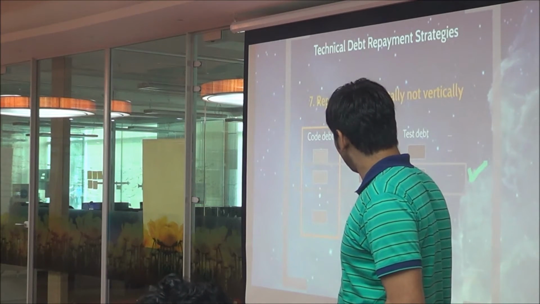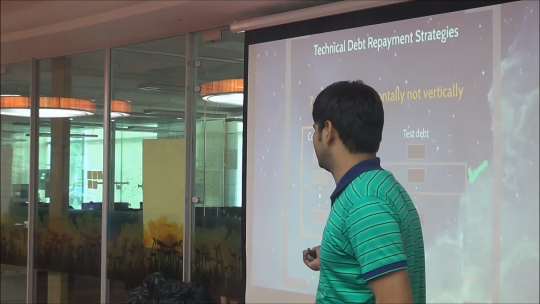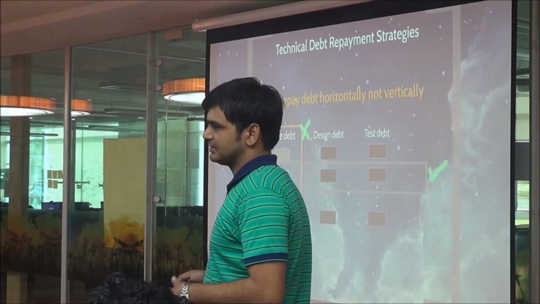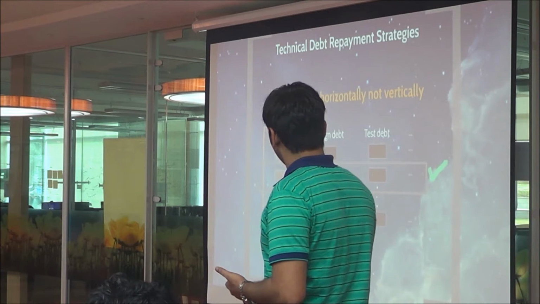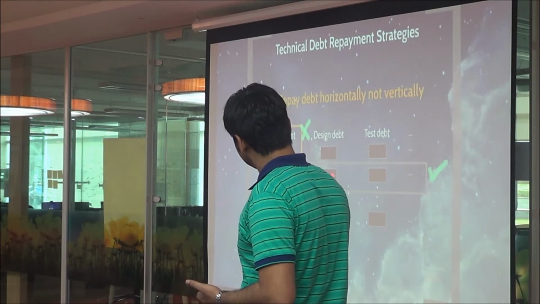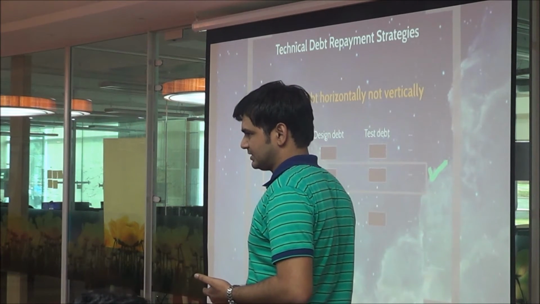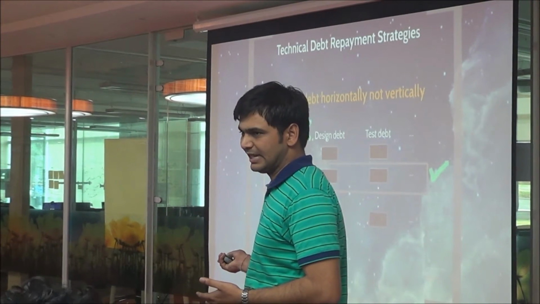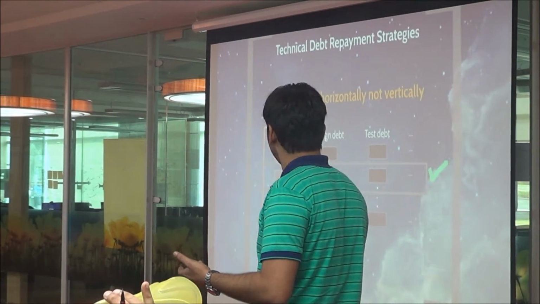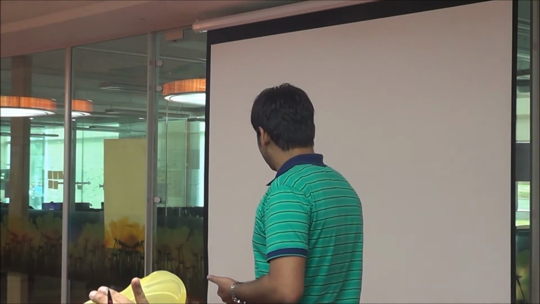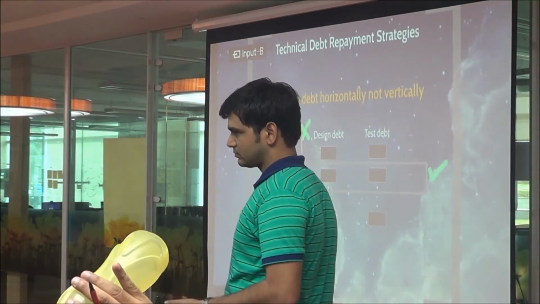For instance, if you want to increase the coverage of a class, it's probably required for you to change the design. In the same way, if you want to change the design, it's likely that you need to write more test cases. And similarly, code and design also go hand in hand. Many times, to make a small change, you need to make a little bit bigger design change. So the recommendation is, you target horizontally, not vertically.